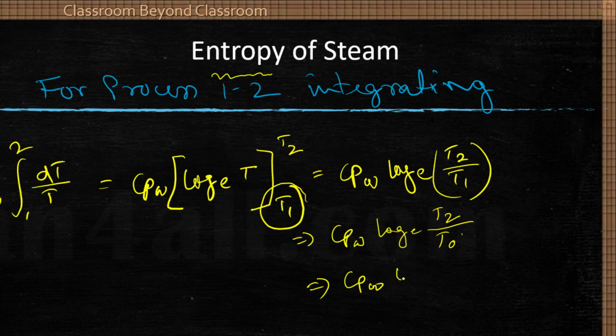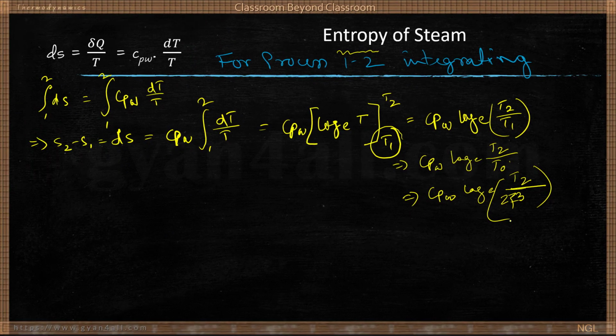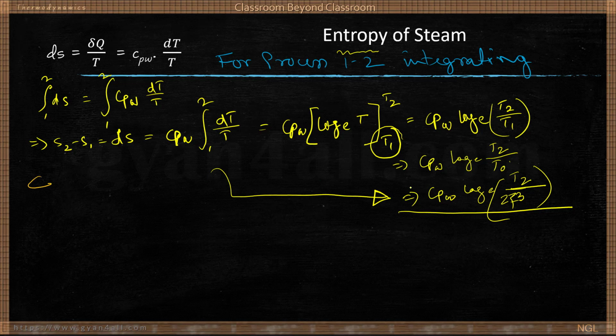So it will be T2, or simply we can write, say temperature is anything, T2 is okay, divided by 0 degree centigrade. Since it is Kelvin, it will be 273, because it is in Kelvin. 0 plus 273. This is the relation for change in entropy of steam. Any steam, it may be wet steam, it may be dry steam, it may be superheated steam.